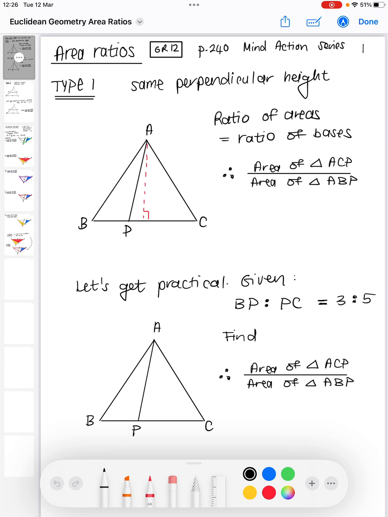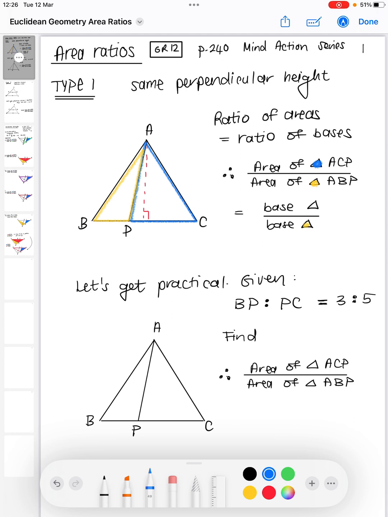of their bases. So what I'm saying is that the area of triangle ACP, so I can highlight that for you, over the area of triangle ABP would be equal to the ratio of their bases. So it's going to be the base value of the blue triangle over the base value of my yellow triangle.